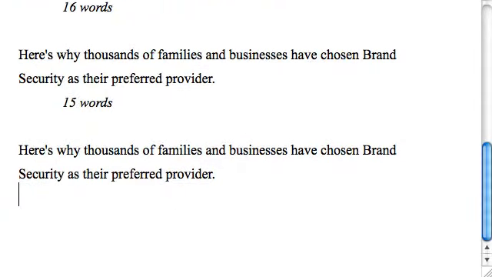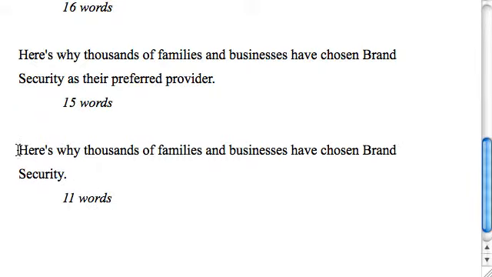Can we trim it even further? Now, we've edited this, but I want you to look at this phrase as their preferred provider and then consider the actual verb of the sentence. Here's why thousands of families and businesses have chosen brand security. Now, having chosen brand security, it's pretty much a given that it is their preferred provider. So that's really just excess words, and we can delete them out of hand. And now we're down to only 11 words.